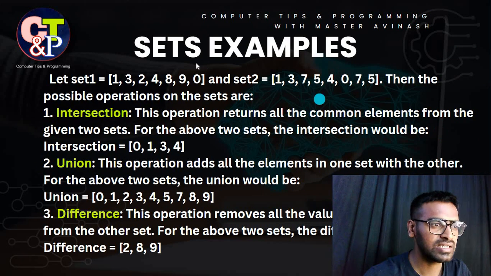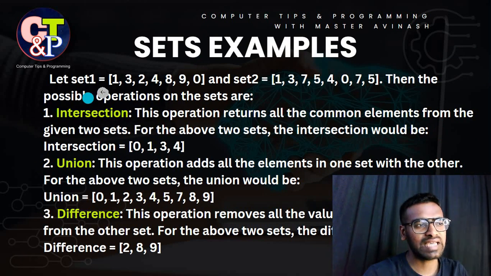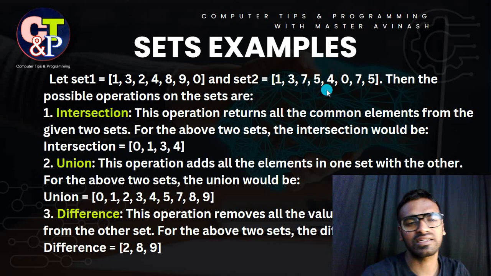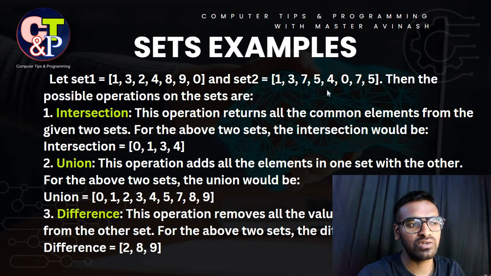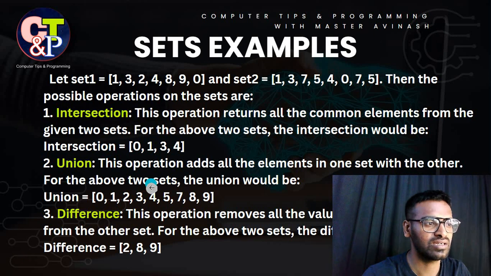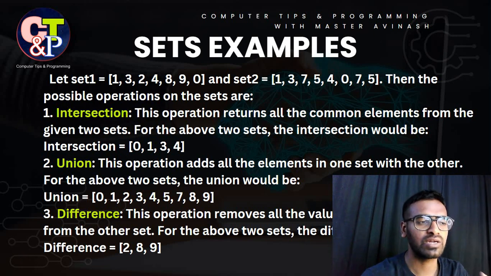Another is the sets example. I have created two sets. Set 1 contains 1 3 2 4 8 9 0, and the other set also contains some digits. We are going to perform some operations here, like intersection, union, and difference. We are going to understand what will happen in intersection, in union, and in difference. First of all, what is the intersection? Understand this first.